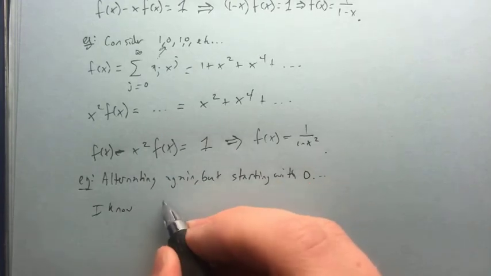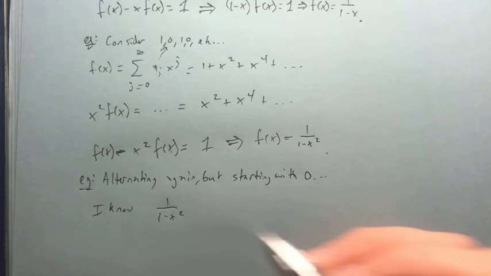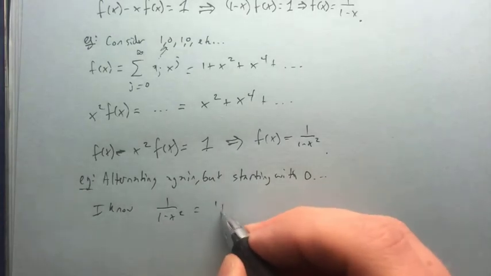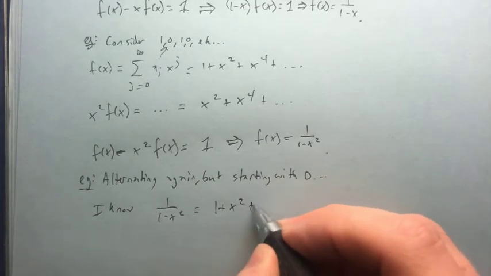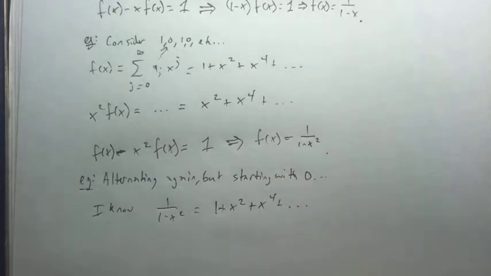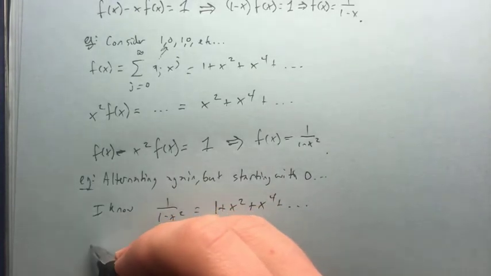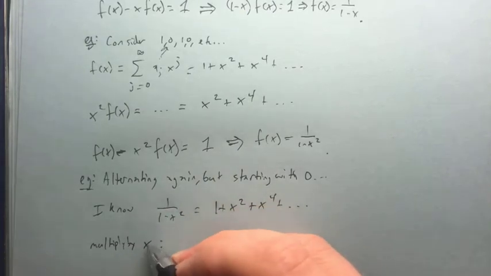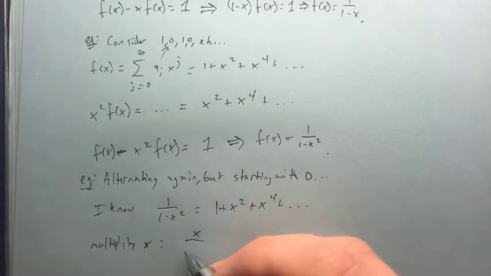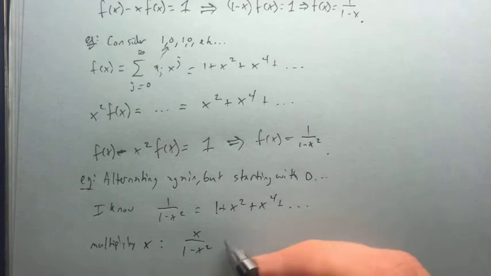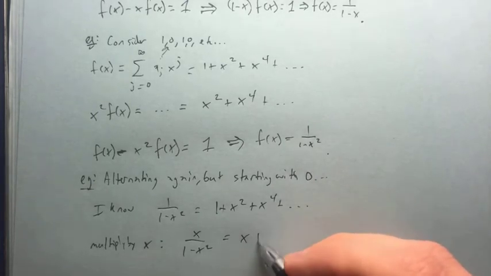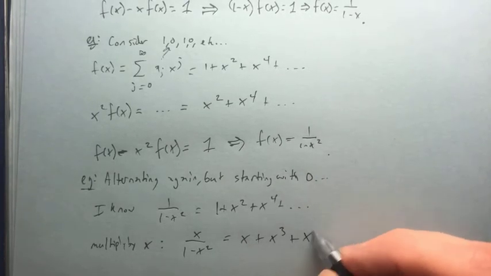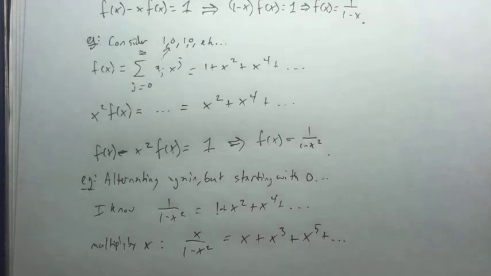If I have from before that 1 over 1 minus x squared is going to give me 1 plus x squared plus x to the fourth plus dot dot dot, then I can multiply both sides by x, and I'll get x over 1 minus x squared is x plus x cubed plus x to the fifth plus dot dot dot. So this 0 is the coefficient of x to the 0, so I get 0, 1, 0, 1, 0, 1.